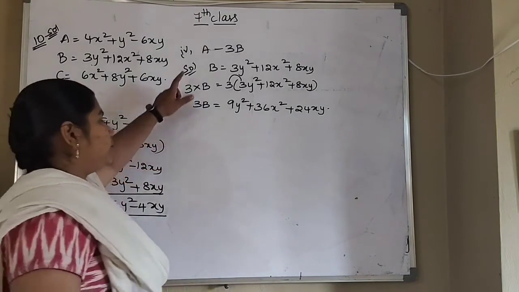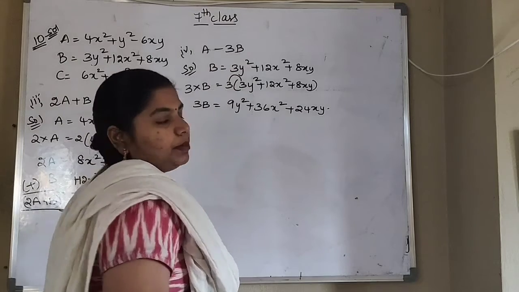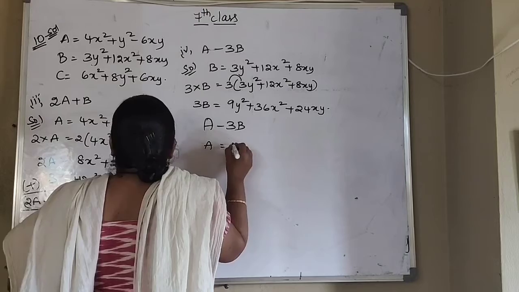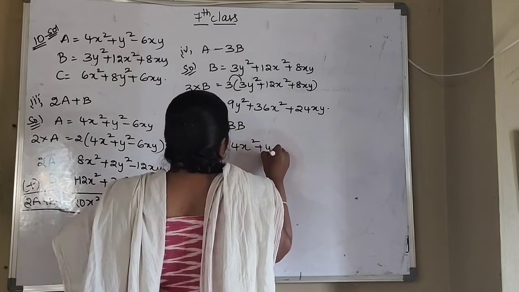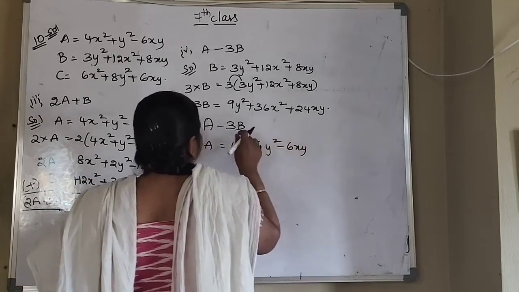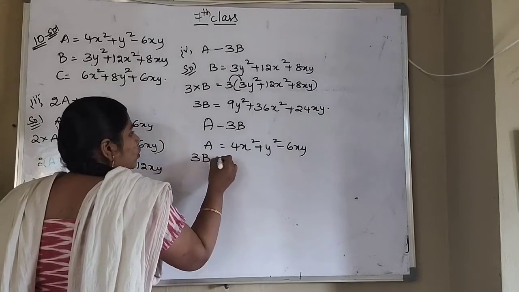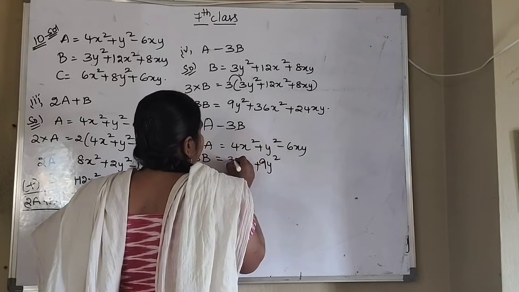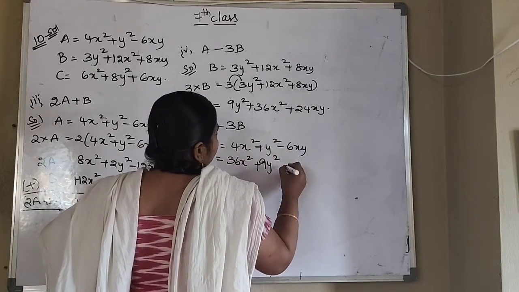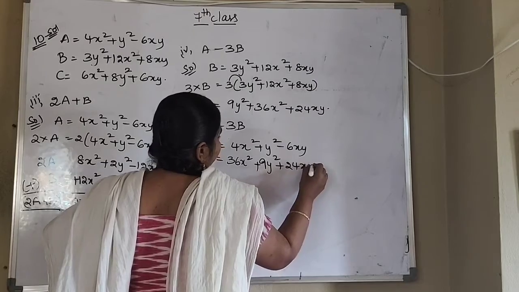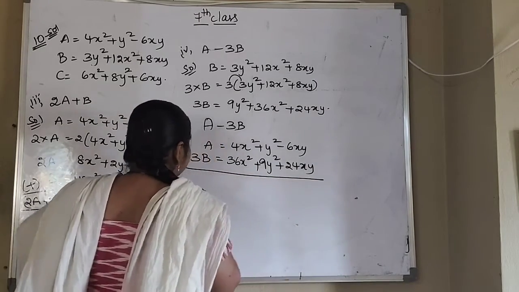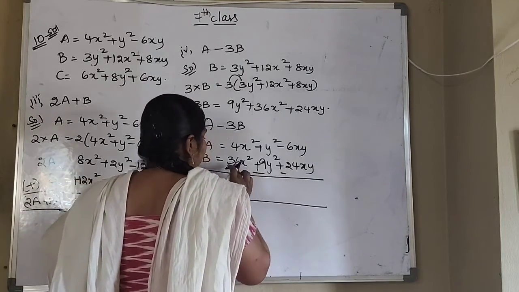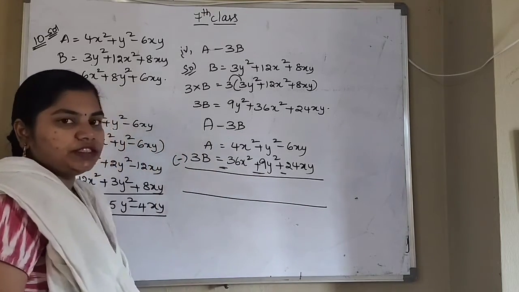Now for this B we have to subtract. From A you have to subtract 3B value. So what is A minus 3B? A value is 4x square plus y square minus 6xy. And what is 3B value? 3B value is 9y square plus 36x square plus 24xy. What we are doing? We are doing subtraction. Subtraction means we have to change the signs. What we have to do? We have to change the signs.